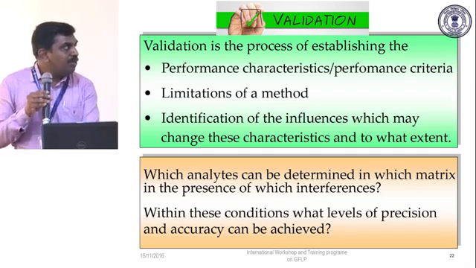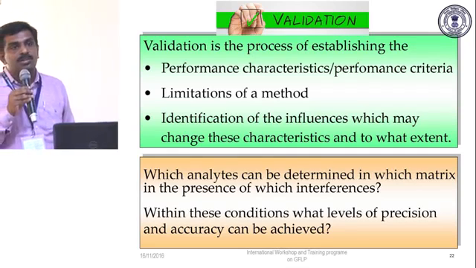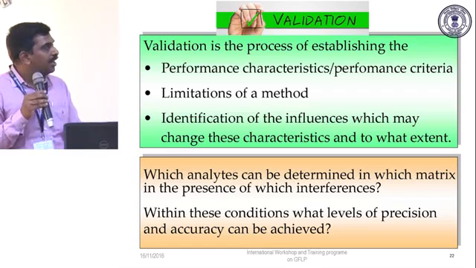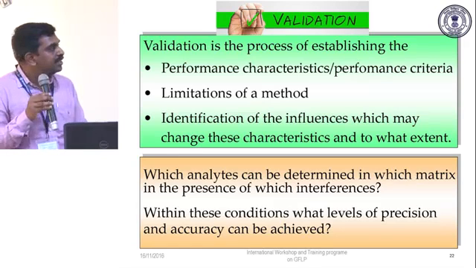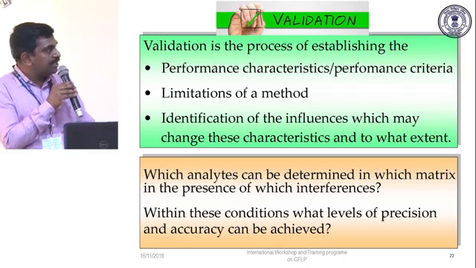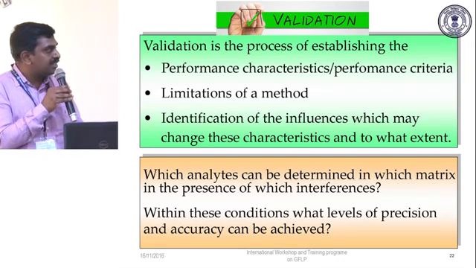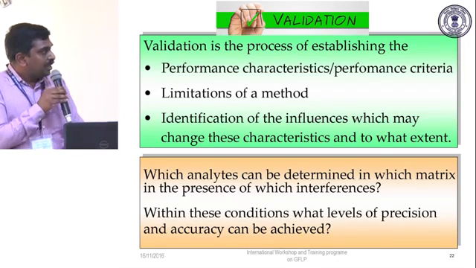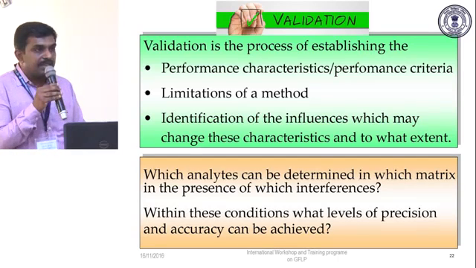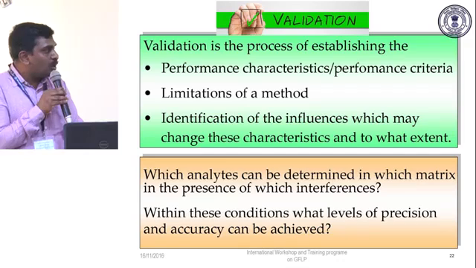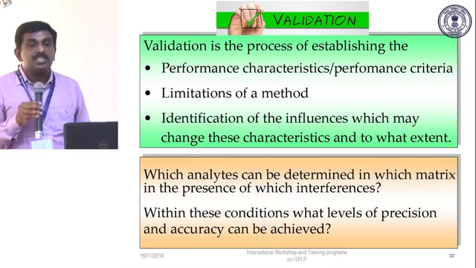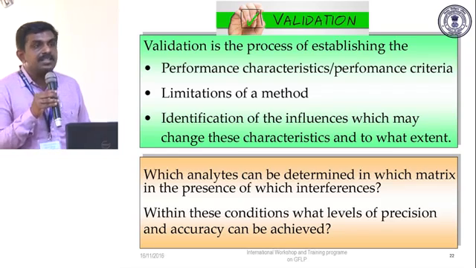Again, by doing validation, what you are establishing are performance characteristics or performance criteria, almost the same, with slight differences. Limitations of a method, identification of the influences which may change these characteristics and to what extent, which analytes can be determined in which matrices in the presence of which interference. Within these conditions, what level of precision and accuracy can be achieved. These are a few things you will establish by doing method validation.